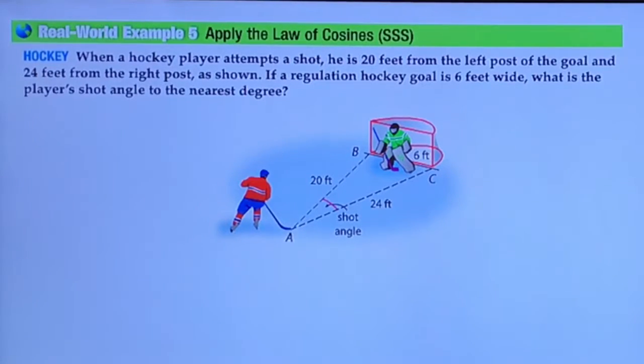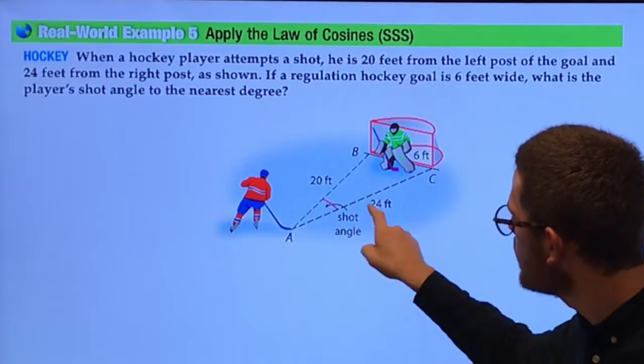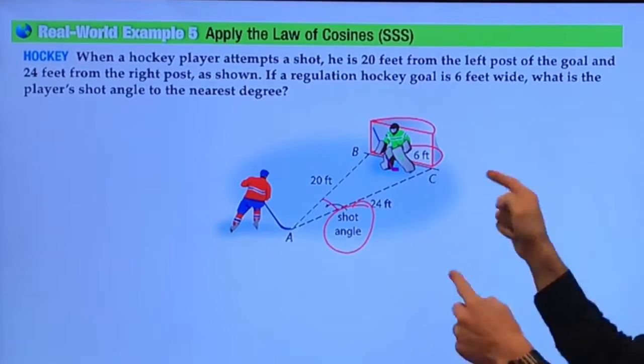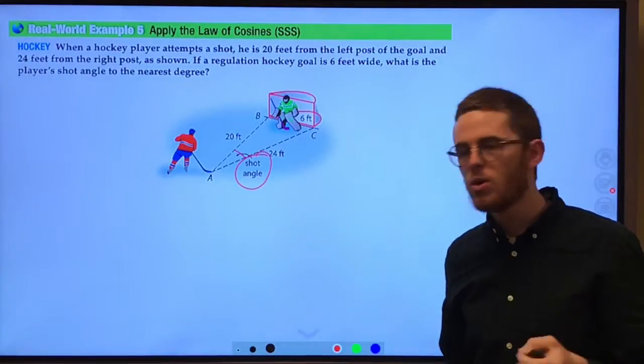Let's take a look at this situation. A hockey player attempts a shot. He is 20 feet from the left goal post and 24 feet from the right goal post. If a regulation hockey goal is 6 feet wide, what is the player's shot angle to the nearest degree? We want to find that angle right there. Look, they label it for us. They say this is the shot angle. We want to find that.